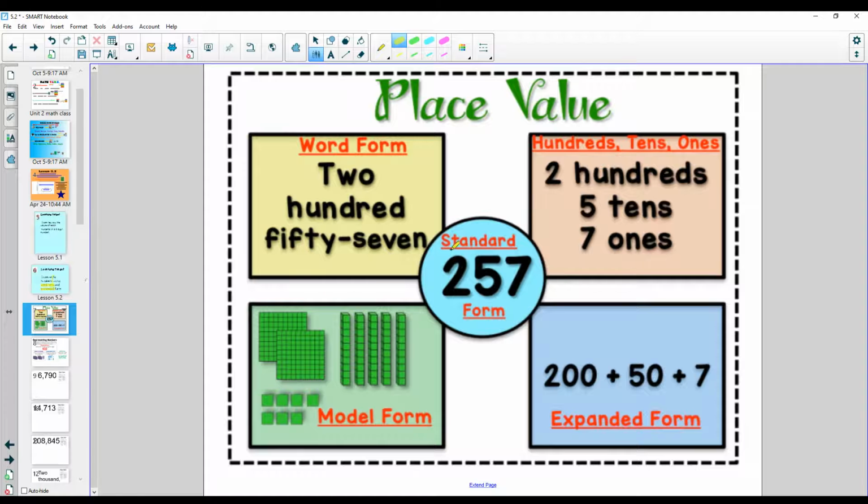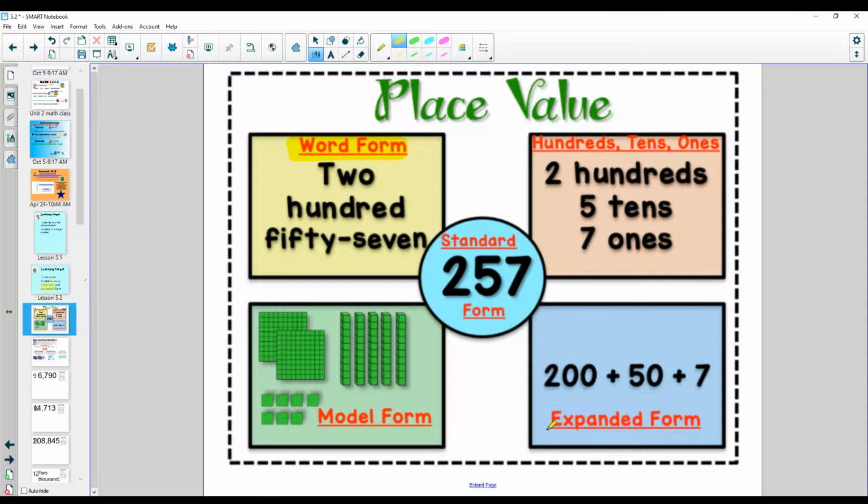All right, we have the number 257. We know that we can use words. The word form is just writing it in words. We can also say that's 2 hundreds, 5 tens, 7 ones, because we know the place value of each number. We could also show it with our base 10 blocks. There are 2 hundreds, 5 tens, and 7 ones.